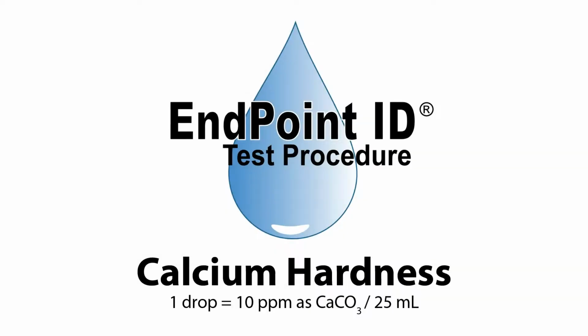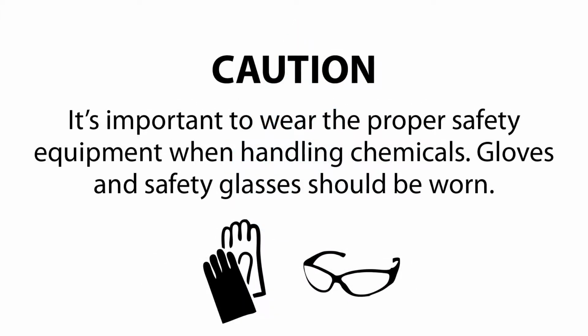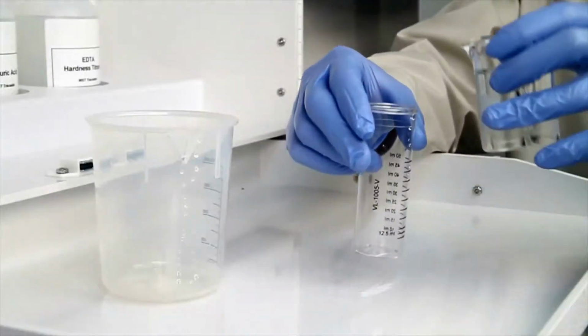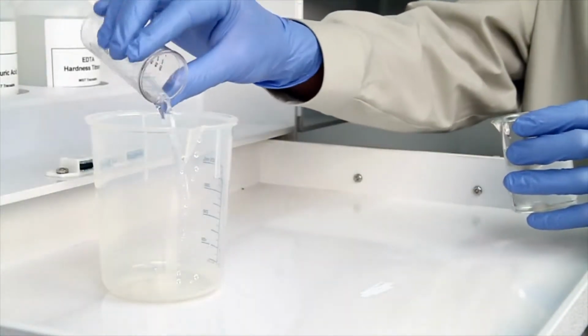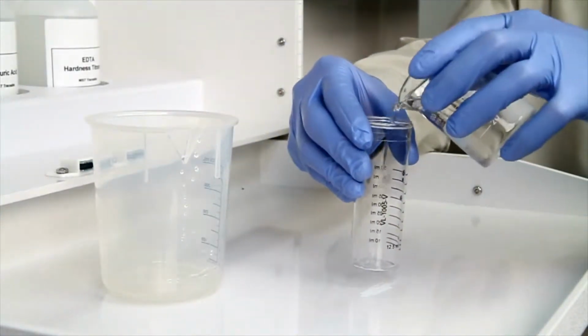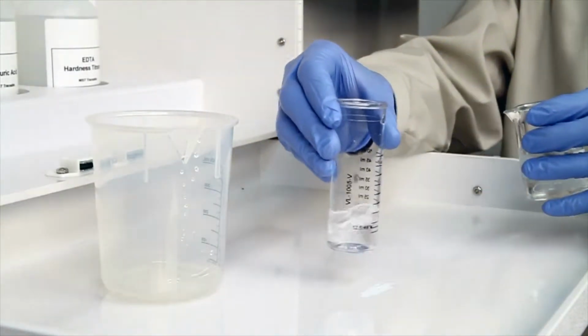This is a demonstration of a calcium hardness drop count test kit using endpoint ID procedures. The first step according to the endpoint ID procedure is to gather an accurate sample. The smallest change in sample size will lead to inaccurate results.